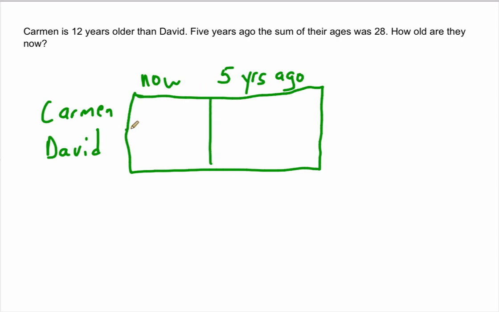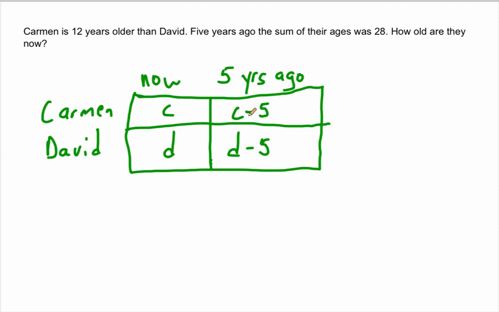Once again, I usually write the variables, the C and the D or whatever variables I'm using in the now column, unless there's a reason not to. In this case, I don't see a reason not to. So Carmen, we'll call her age C and David D. So 5 years ago, Carmen was C minus 5. I'm not even looking at the word problem right now. I'm just calling Carmen C, calling David D.